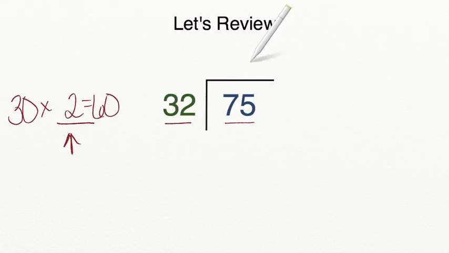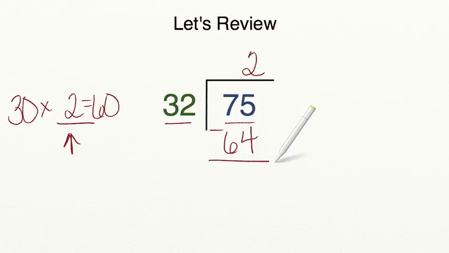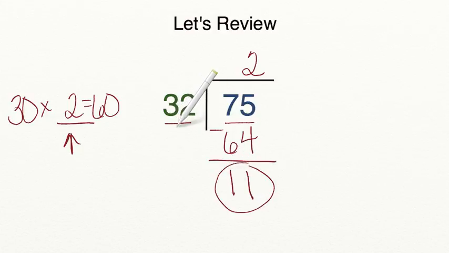Then you have to try multiplying your estimated quotient, which in this case is 2, by your divisor. 32 times 2 equals 64. And then you subtract down, and you need to make sure that your remainder is not greater than your divisor. If so, then you're going to have to go back and change what your quotient is. Lastly, you bring your remainder up to the top for your quotient. 75 divided by 32 equals 2 with a remainder of 11.